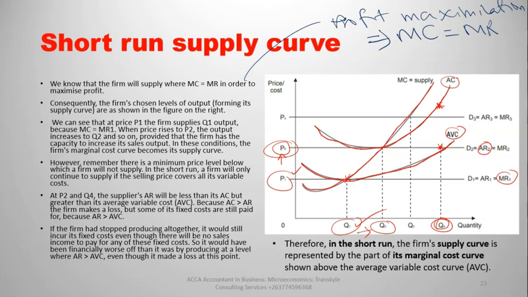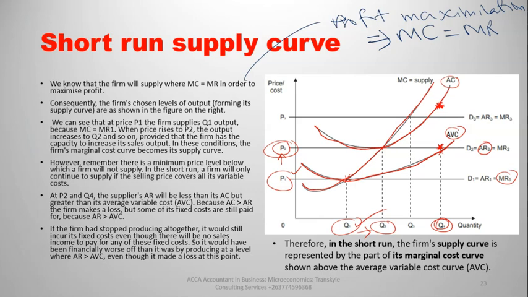Okay, so what does that mean? Because the average cost here is greater than the average revenue here, the firm makes a loss. The firm is making a loss. But some of its fixed costs are still paid for. Alright, so the fixed costs are still being paid for because the average revenue is greater than the average variable cost. As you can see, the average variable cost is actually lower than the average revenue, which is on top.